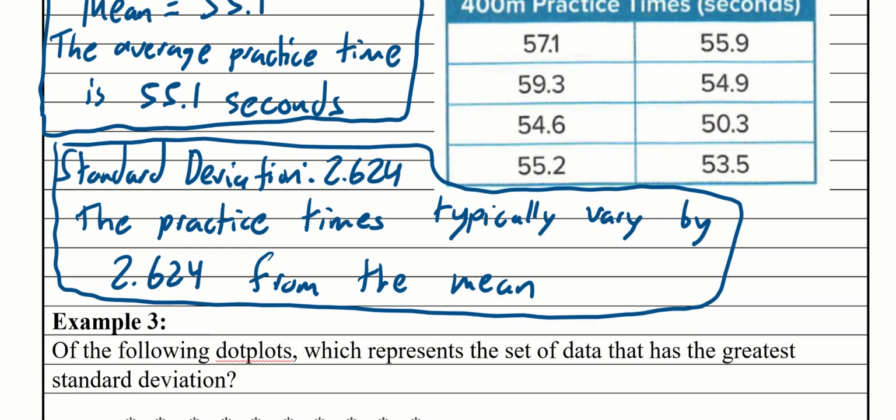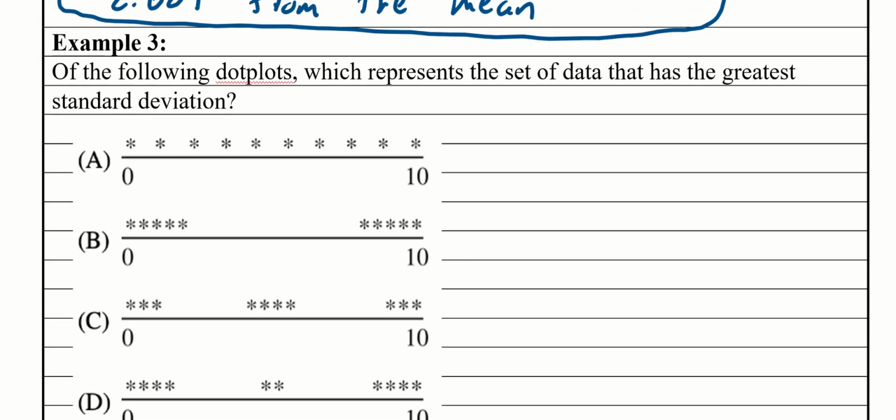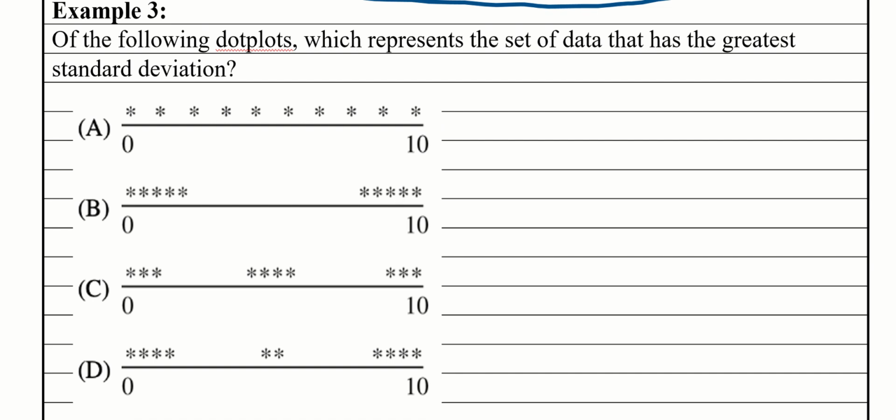Okay? All right, let's do one more example, and then we'll be good for today. All right, last one here, example 3. It says, of the following dot plots, which represents the data that has the greatest standard deviation? So this is actually a question that's similar to what you would see in AP statistics. It's saying, now that you understand what standard deviation is, could I answer a multiple choice question off of it? So standard deviation, like we just mentioned, is telling me how far the values typically vary from the mean. So if I want the greatest standard deviation, it means I want the values to be spread out as much as possible from the mean.